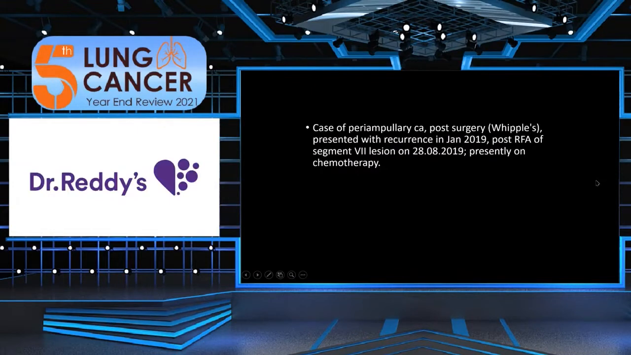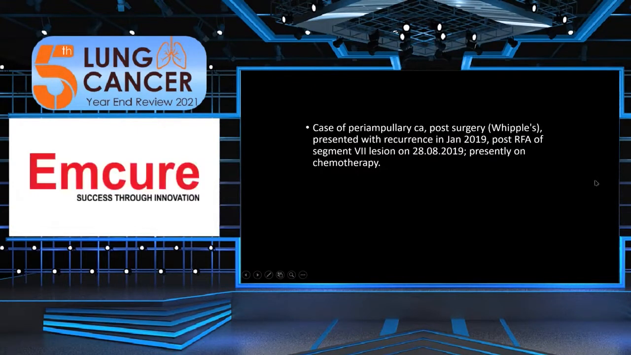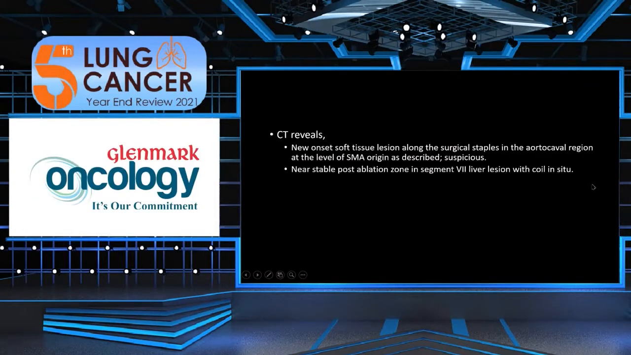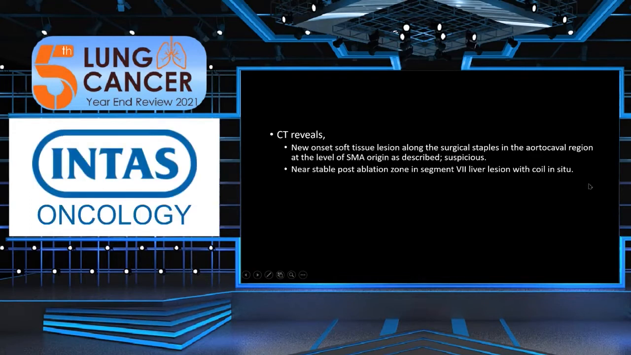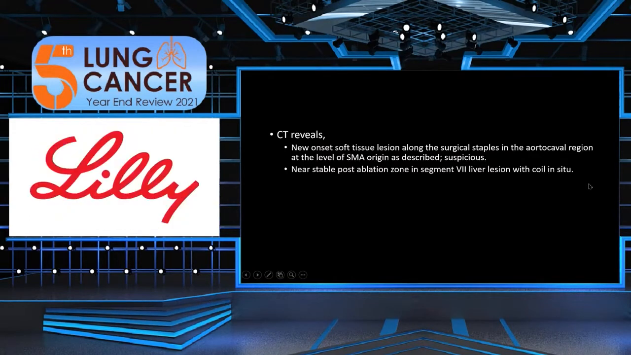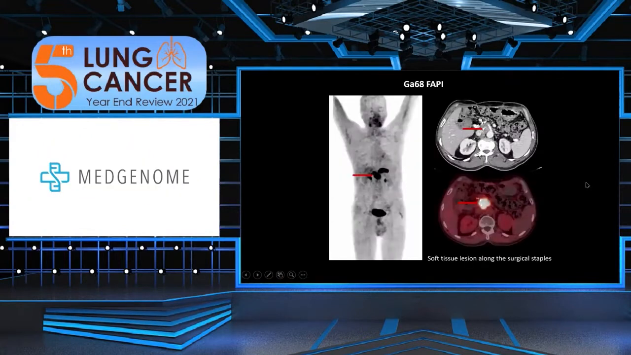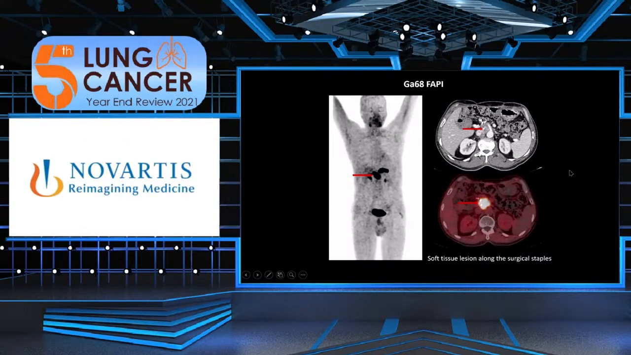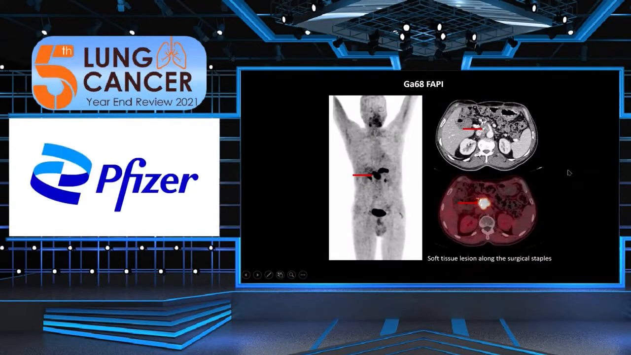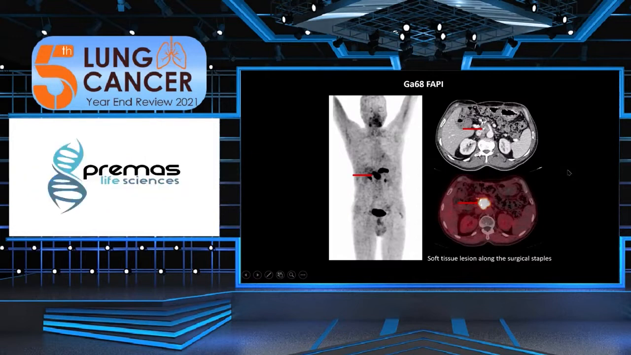And this is a case of a periampullary carcinoma post-surgery, where there is a recurrence in the liver lesion, which was treated earlier with an RFA. There were also some new lesions coming up at the aortocaval region in the surgical staples, and also a segment 7 lesion, which is the post-ablation region. We are able to see that there is excellent uptake in the soft tissue lesion around the surgical staples. So it solves the problem, and it gives you a totally different perspective compared to that of the FDG PET.